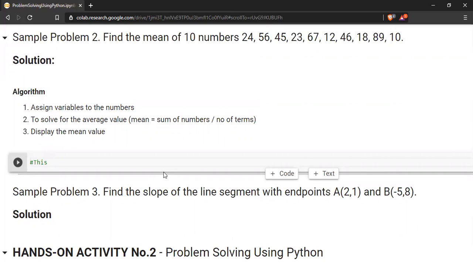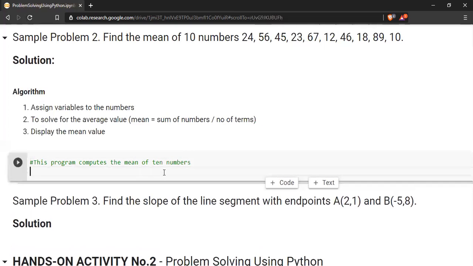This is one of the best practices of most programmers. If someone wants to view your code, he or she will understand the code because of the comment. So I will write: this program computes the mean of 10 numbers. Okay, now let's start with our first code.